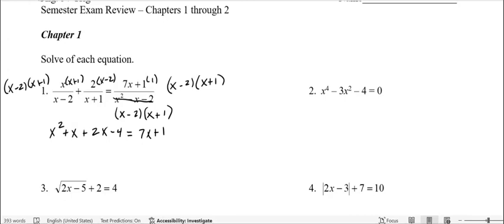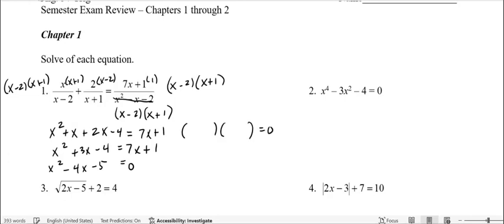And now it looks like I'm going to have a quadratic equation to solve, so I need to make it equal to 0. I'll go ahead and combine like terms on the left. And then I'm going to make it equal to 0 by subtracting 7x and subtracting 1. And now you can choose, since it's not specified, any of your favorite methods for factoring or for solving. Factoring is possible because you can use the factors x minus 5 times x plus 1.